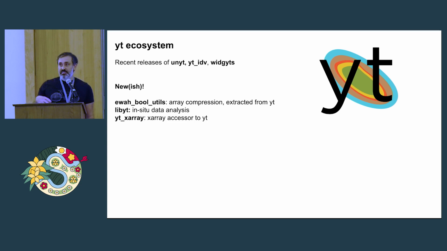There's a lot of advances in sort of the broader YT ecosystem. There's a lot of tools related to YT that are released in separate packages. So unyt, the unit-aware array package, has had a lot of updates lately, a lot of bug fix releases, a lot of performance improvements. YT IDE is an interactive visualization library that has had a couple more beta releases, and then the widgets library also has had some updates.